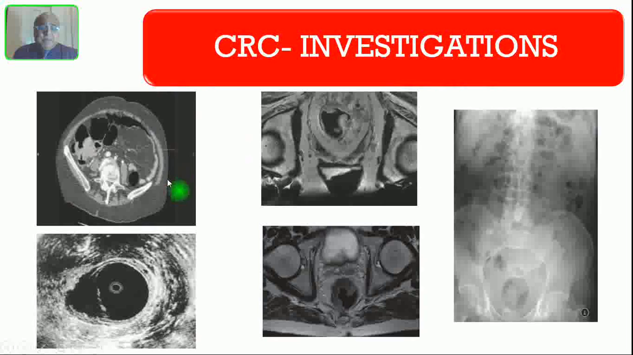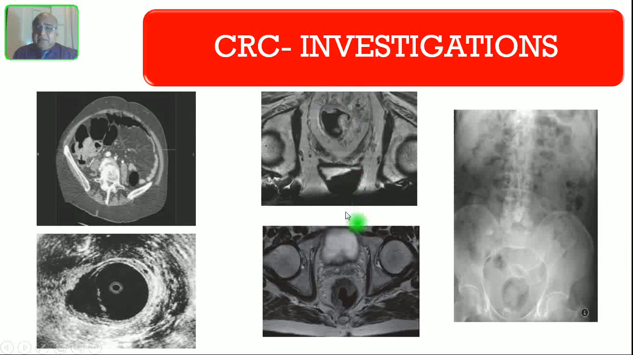This picture is a CT of the abdomen where you are seeing a cecal carcinoma. This is an endorectal ultrasound, where you are seeing the rectal carcinoma going out of the rectal wall. So this is almost stage 4.